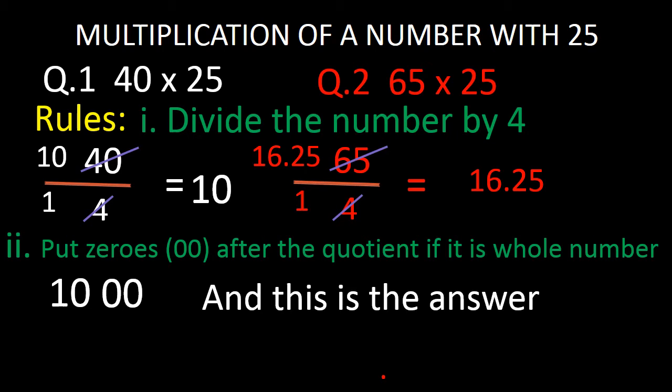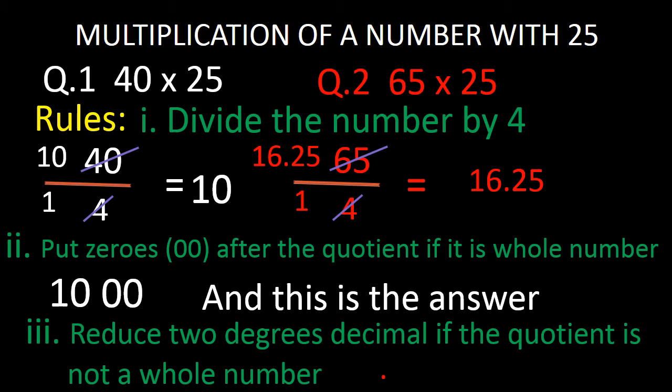Now you look to rule number 3 for question number 2. In rule number 3, I have written that reduce 2 degrees decimal if the quotient is not a whole number. If the quotient is not a whole number, in this case, we have to reduce the fractional portion by 2 degrees decimal. Now let's reduce 16.25 by 2 degrees decimal. While reducing 16.25 by 2 degrees decimal, we will bring this decimal 2 degrees to the right side, so the decimal will be finished, and now we have the answer 1625. So this is the answer.